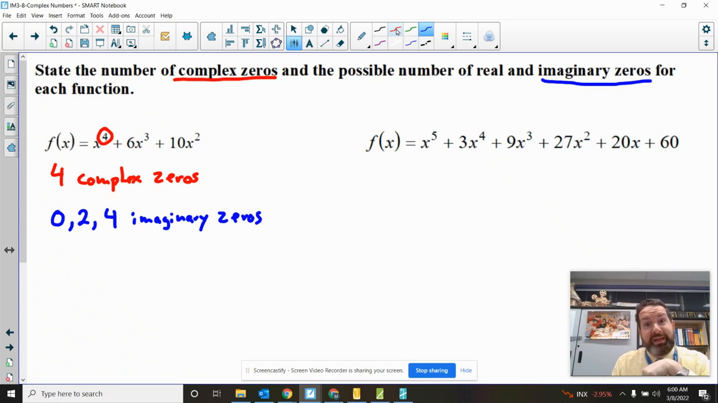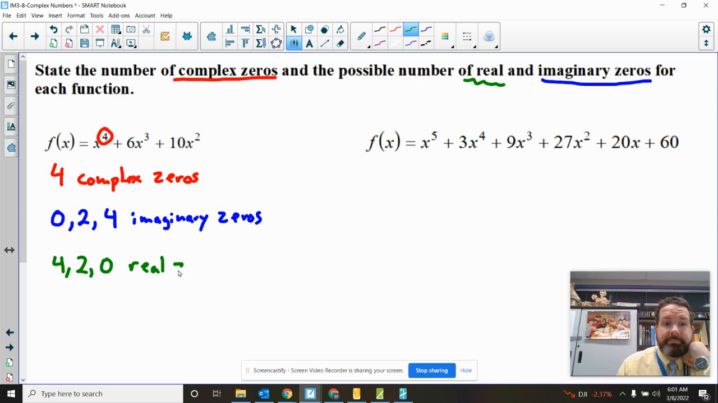So when you are then answering this final question, the number of real zeros, there's going to be 4 altogether. So if there's 4 altogether and none of them are imaginary, all 4 have to be real. If there's 4 altogether and 2 of them are imaginary, well, then the other 2 have to be real. If there's 4 altogether and all 4 are imaginary, then none of them are real. There it is.